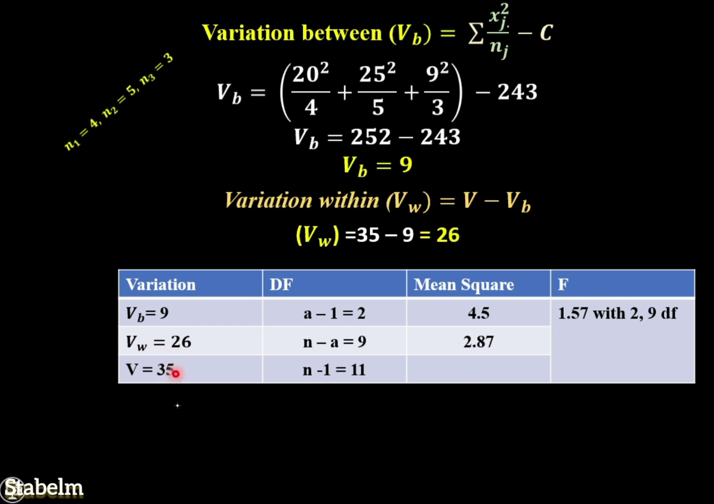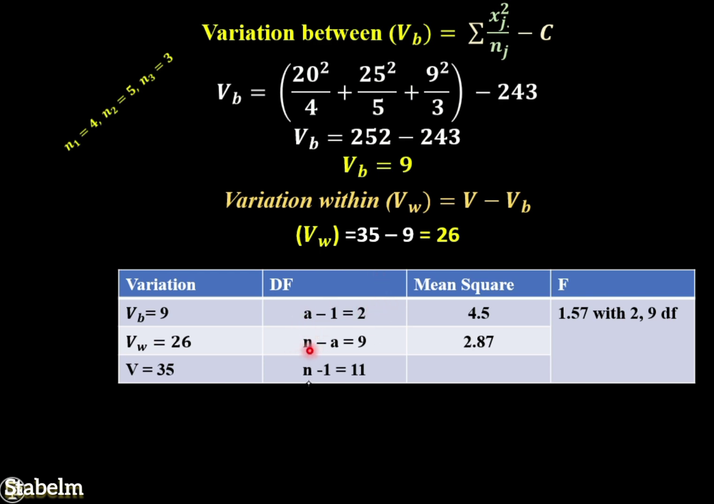Then we have the total variation, which is 35. If you add this 9 plus 26 together, we're going to have 35, although we got 35 from our calculation. Now, degree of freedom. Degree of freedom for the variation between treatment is given as A minus 1. We should not forget that A stands for the number of groups, and the number of groups in our table is just 3 groups, which is X, Y, Z. That is 3. So when you subtract 1 from 3, we're going to have 2.